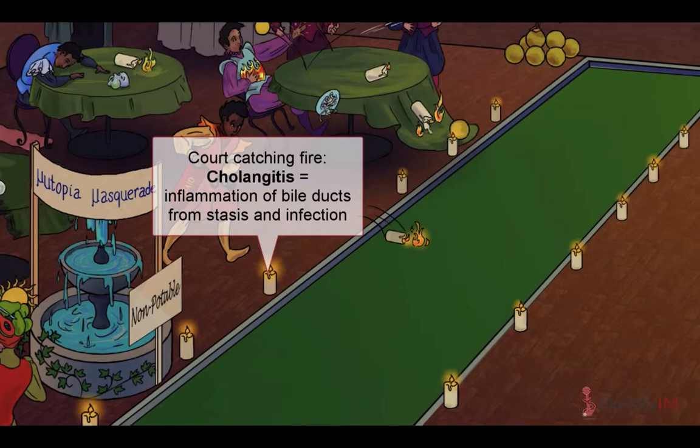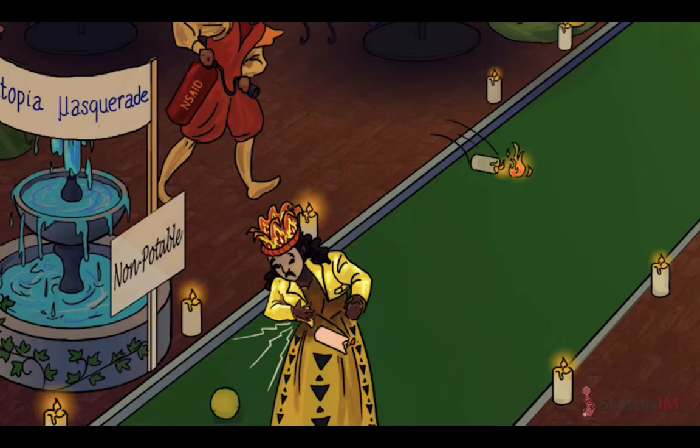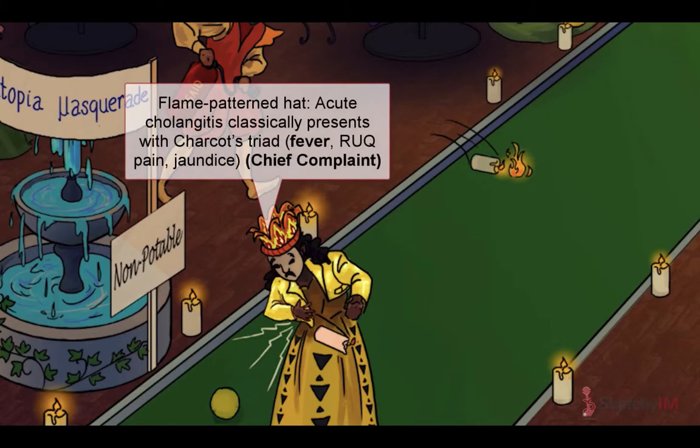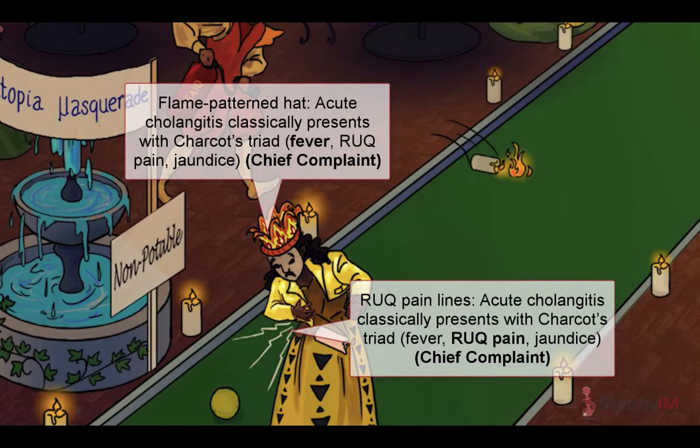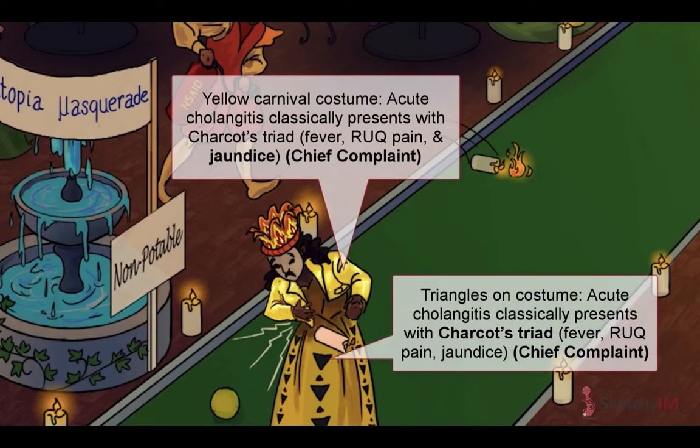Pro tip: infection of the biliary tree is often due to bacterial translocation from the intestines, hence the old term ascending cholangitis. Acute cholangitis is associated with three especially important clinical findings, all of which can be seen on this bocce ball banquet bell: fever, hence the flame pattern decorative hat; right upper quadrant pain, as indicated by the pain lines radiating from the CSW, candle shot wound; and jaundice due to biliary obstruction, which can be seen, well, all over. The combination of these three findings is highly associated with acute cholangitis and is referred to as Charcot's triad, hence her short coat emblazoned with a triangle pattern.